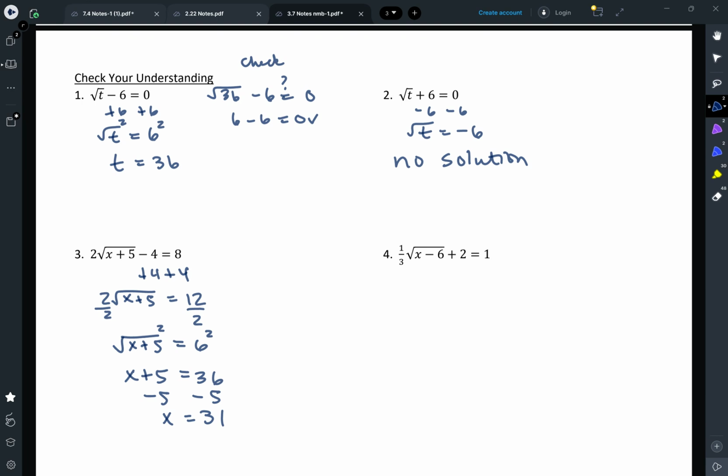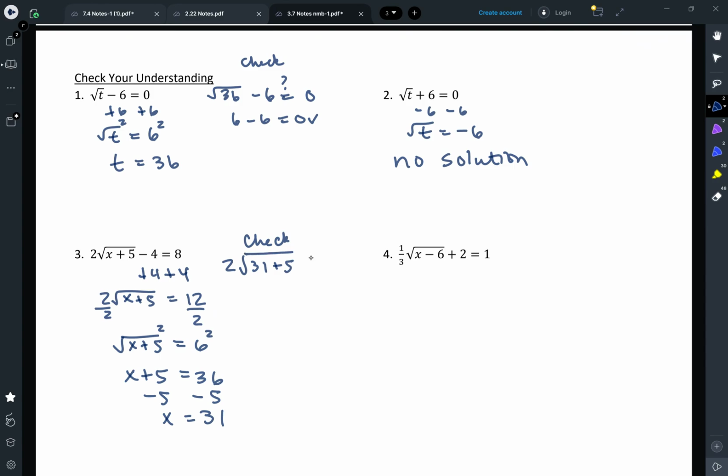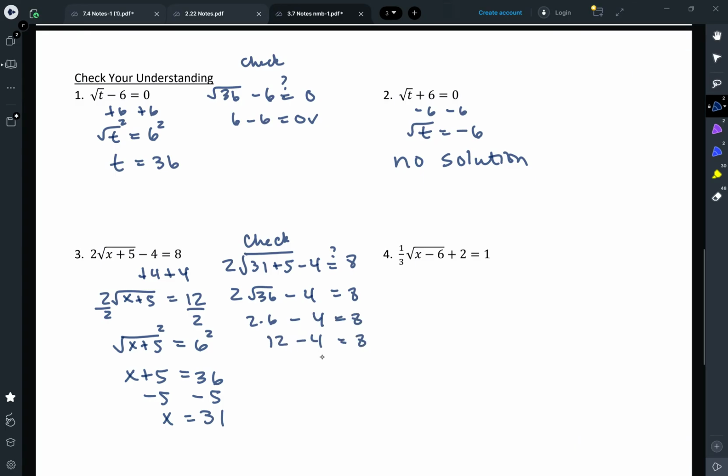If I check it, does it work? Let's do our little answer check. So 2 times square root of 31 plus 5, and then minus 4. Does that equal 8? So square root of 31 plus 5 is square root of 36, which is 2 times 6. So 12 minus 4, yes, 8 equals 8. Answer checks out again.